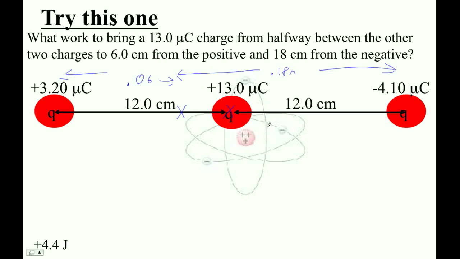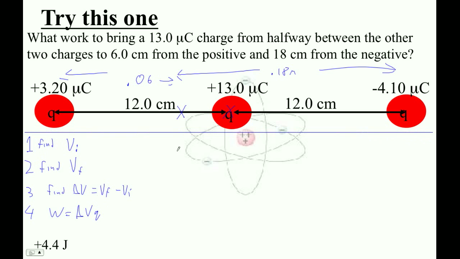Okay, and so we're going to do the four-step process here, right? Step one, find the initial voltage. Step two, find the final voltage. Step three, find the change in voltage, which is the final minus the initial. Step four, work is change in voltage times charge, okay? So let's solve away.